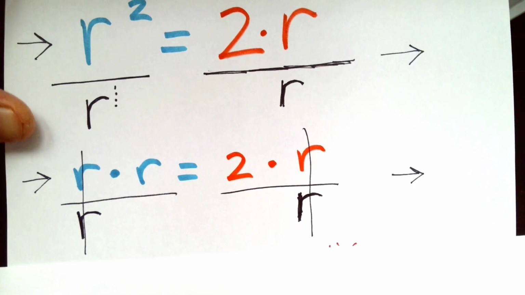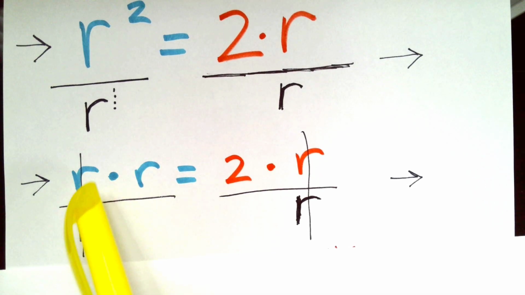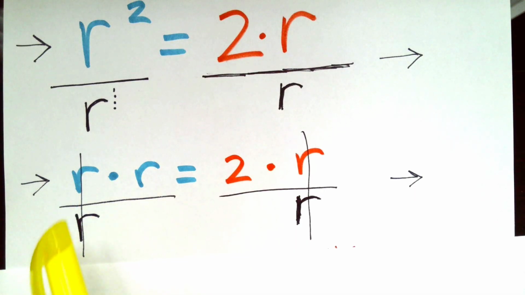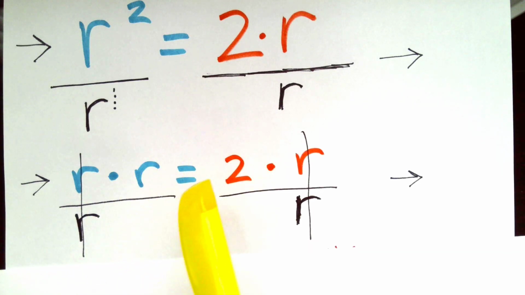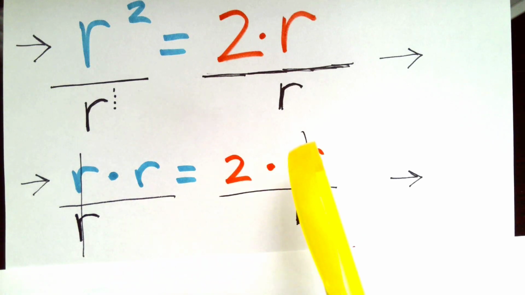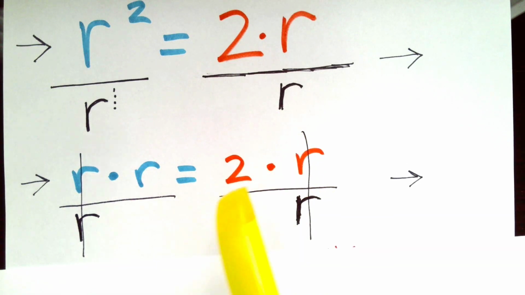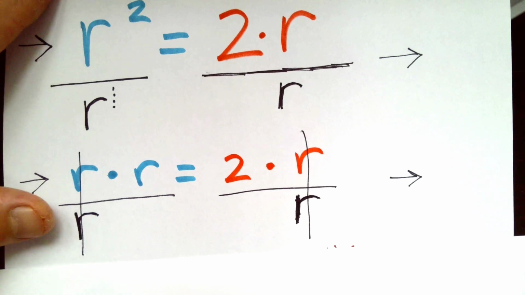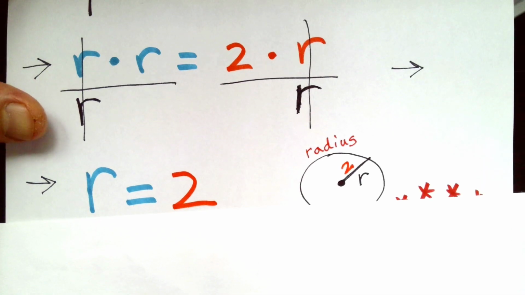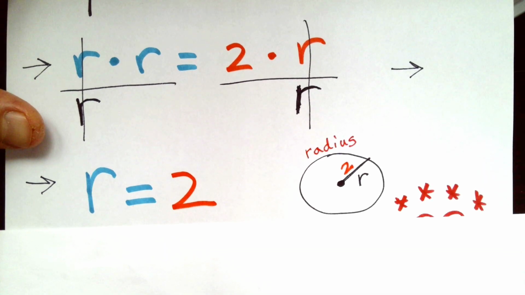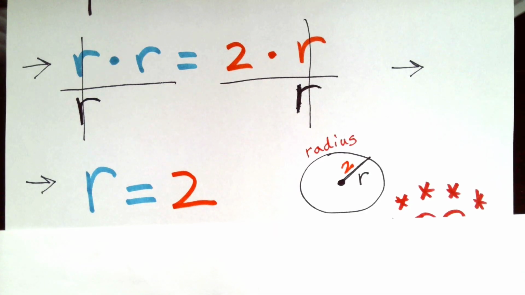Okay, and hopefully this is helping out a little bit. R over r, just like anything over itself, is 1. What's 1 times r? It's 1r. R is all by itself on the left side of the equal sign. Again, r divided by r is 1. What's 2 times 1? You have 2. So r equals 2, and r is representing your radius.